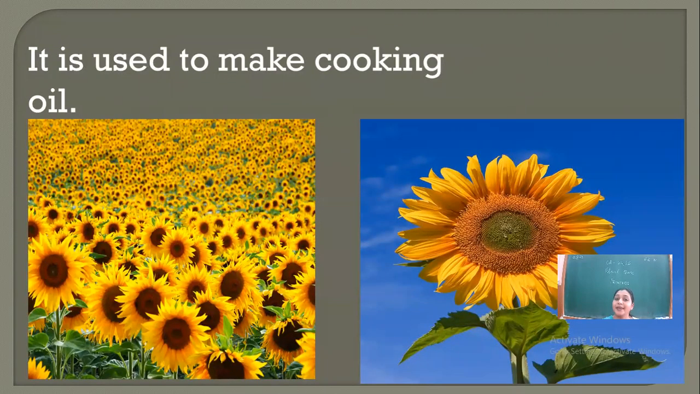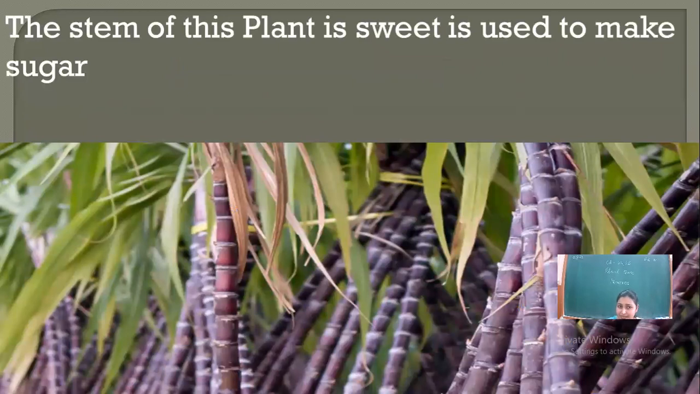Next, you can see the pics. Very common, most familiar flower. Can you name this flower? Yes, it is sunflower. And this plant is used in making cooking oils. Can you name this plant? Yes, I think you have seen this in reality also. In summers, we may have the juice of it. Can you name this plant? Yes, it is sugarcane. And do you know, children, the stem of this plant is very sweet and it is also used to make sugar.